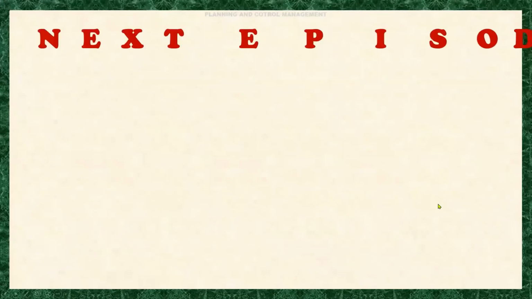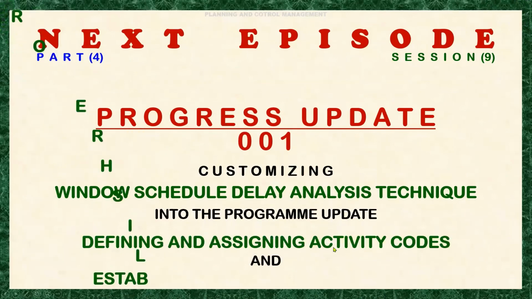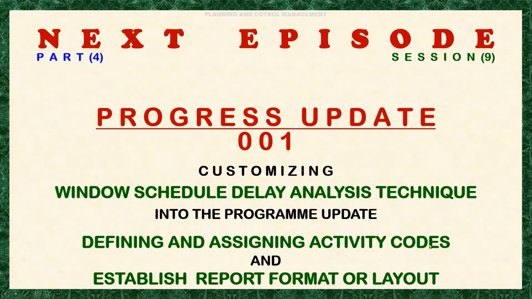Okay, so our next episode is Part 4, Session 9: Progress Update 001, customizing the Windows schedule analysis technique into the program update. This is by defining and assigning activity codes and establishing report formats or layouts. So we have to define and assign activity codes, because what we did now is the explanation of the activity code. For this episode, we will be assigning the activity code for our project itself.